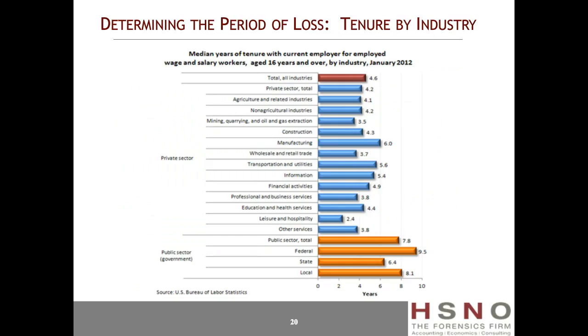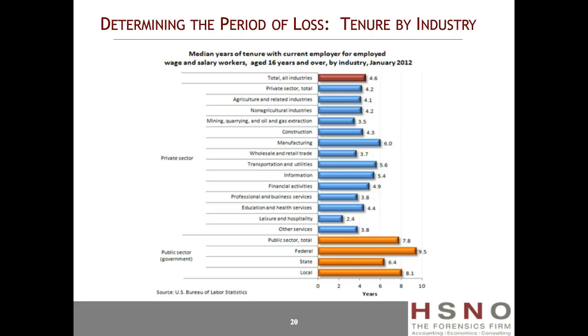And here we have tenure by industry. Okay, so this is another way we can look at tenure. And you'll notice median tenure for all industries is about 4.6 years, about 5 years. And then you'll notice the longest bars are, interesting, manufacturing, with a median tenure of 6 years, and then government workers.